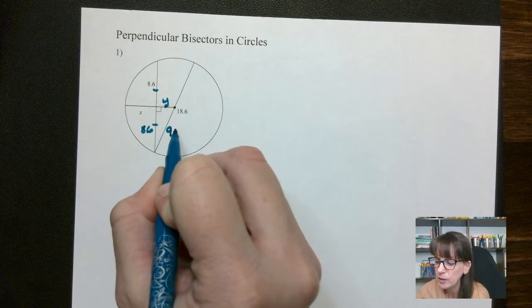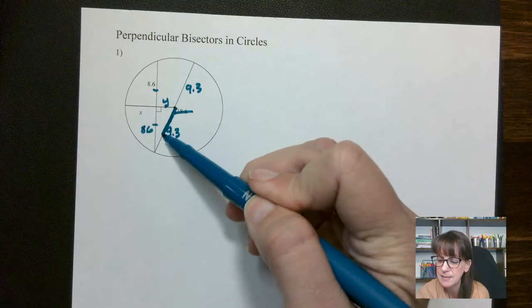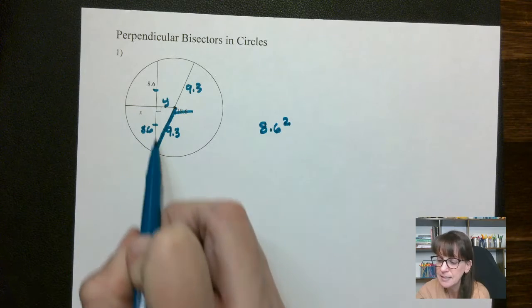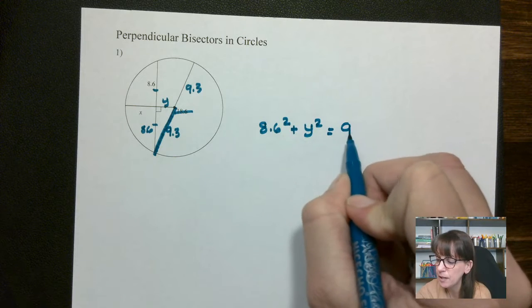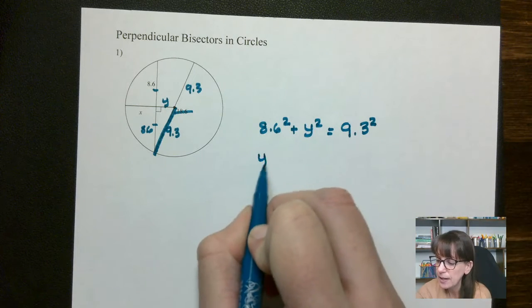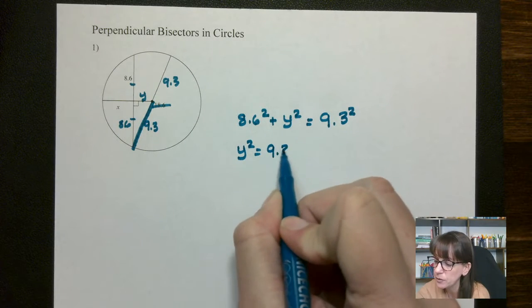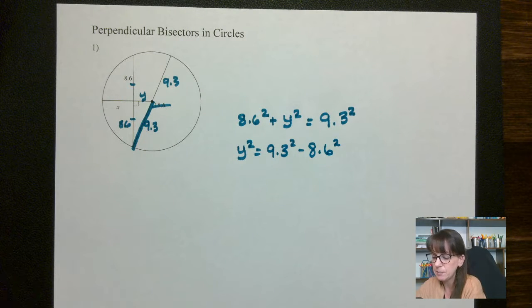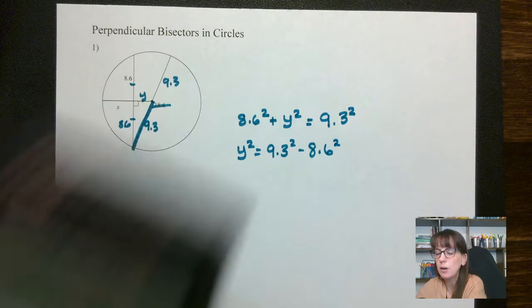So that's 9.3 here and 9.3 here because I only need the radius right here. So what I have now is 8.6 squared, that's the leg, plus the other leg, y squared, equals the hypotenuse squared. So now I have y squared equals, if I subtract 8.6 squared from both sides, 9.3 squared minus 8.6 squared. Just like that, we get 12.53.